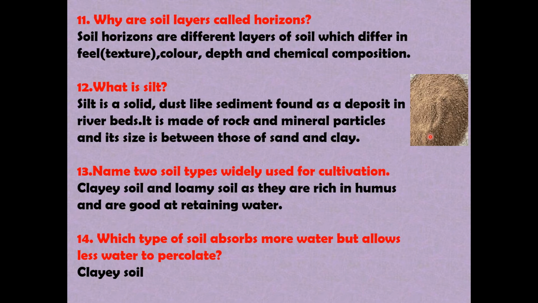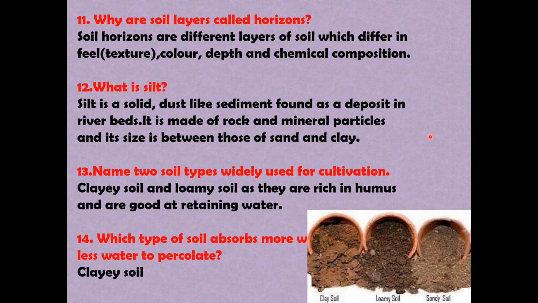Next question. Name two soil types widely used for cultivation. Clay soil and loamy soil, as they are rich in humus and are good at retaining water. Here is the soil picture: clay soil, loamy soil as well as sandy soil.